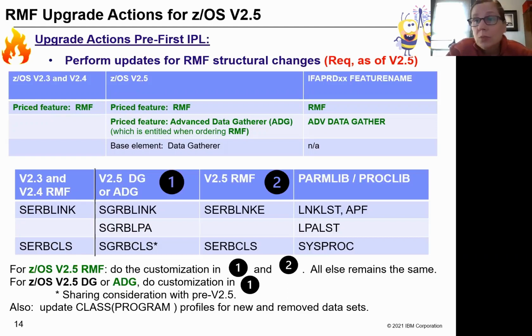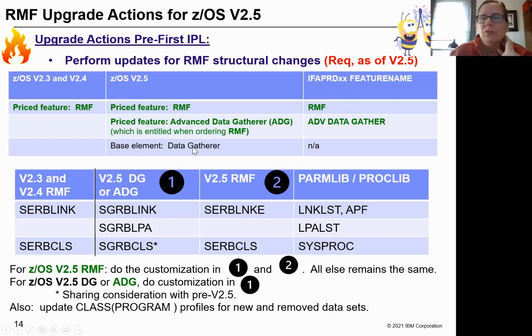So what we have done is we've restructured RMF, and it's now into 3 elements. Okay, so if you look at the left-hand side of this top table, in 2.3 and 2.4, we had a priced feature called RMF. Everything's fine. You're ordering it, you get it, and it uses the SERB data sets. But what happens in zOS 2.5? It's now split into 3 pieces.